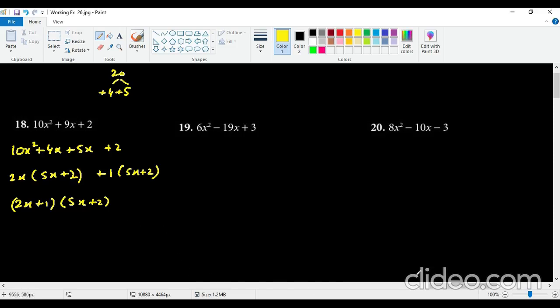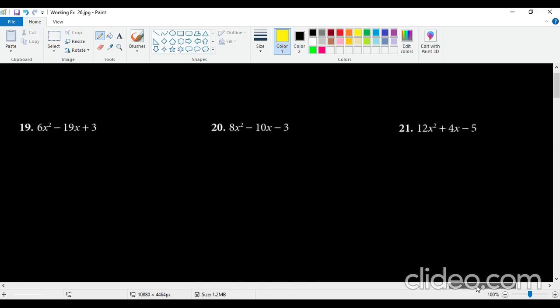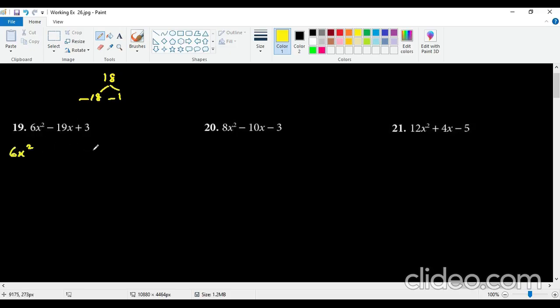Now comes question number 19. In question number 19, 6 times 3 is an 18. And to factor 18, I know very well that 18 times 1 is an 18, and minus 18 and minus 1 is going to give us negative 19x. So I will write the first one as it is and plus 3 as it is and split this minus 19 into two parts. Minus 18x and minus x is going to give us negative 19x.